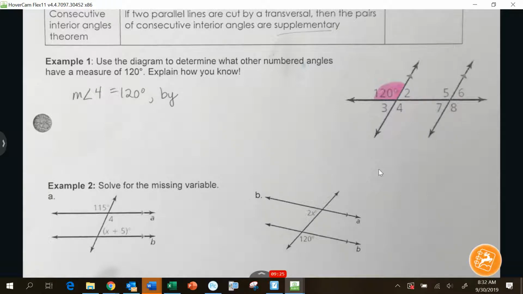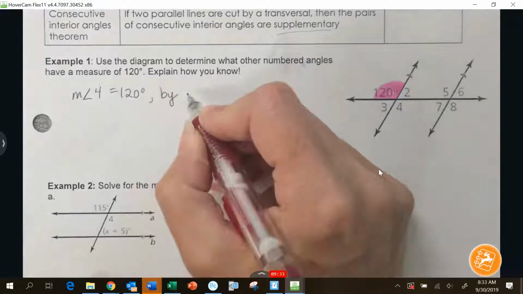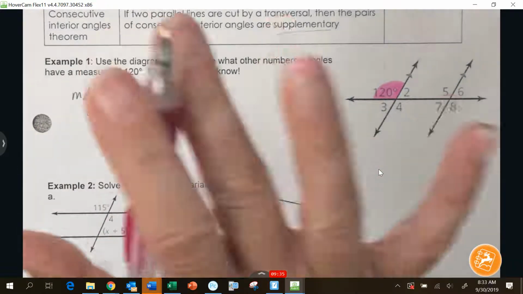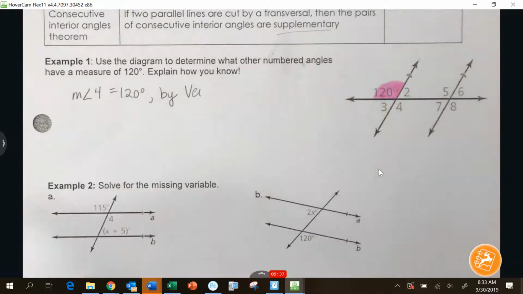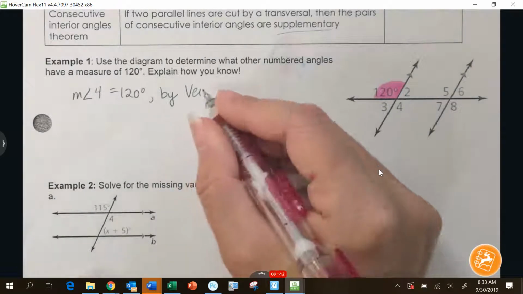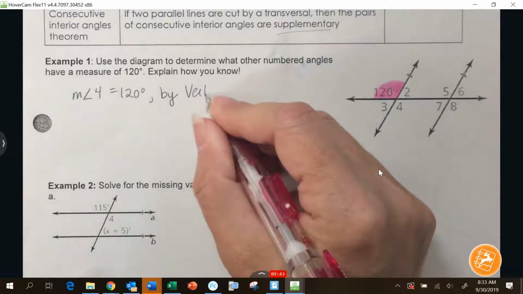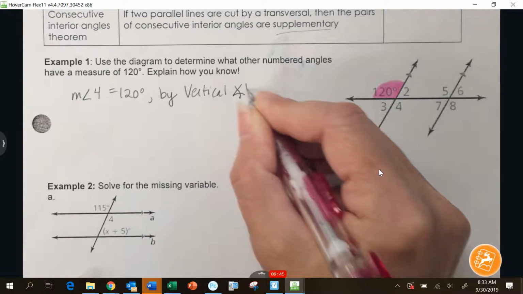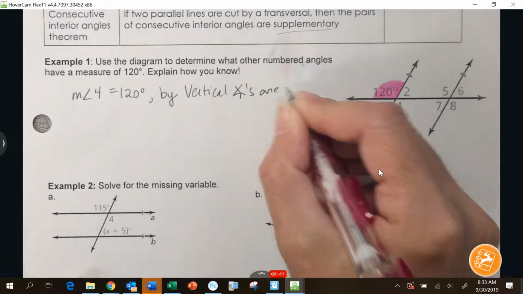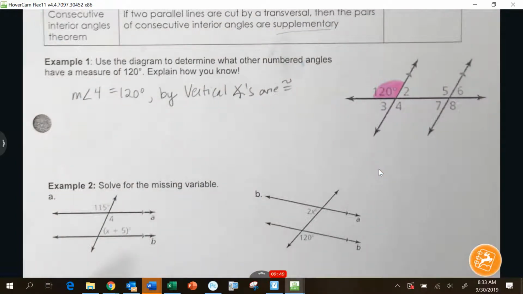Do you know, Alex? It's not definition. It's called the vertical angles congruence theorem. So I'm going to write vertical angles. It's called the vertical angles congruence theorem. That's written in our notes from last chapter. But I like to write it short. I like to write vertical angles are congruent. There you go. It's the vertical angles congruence theorem.